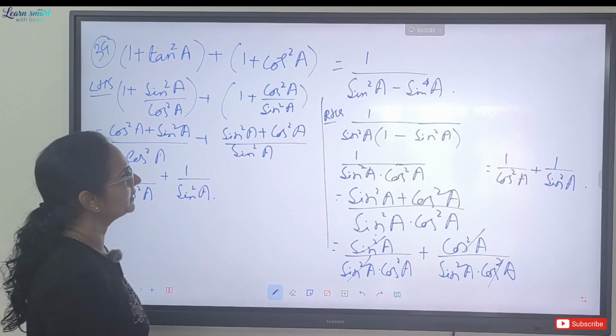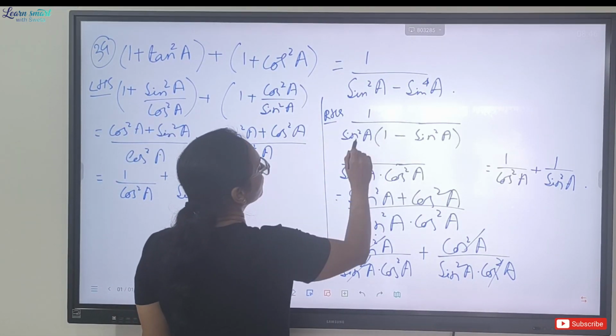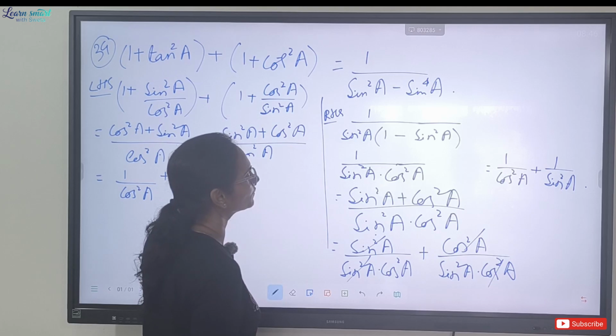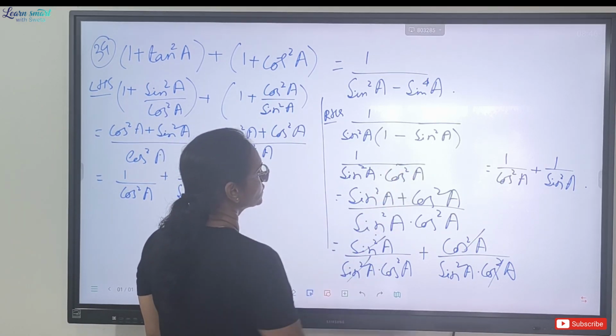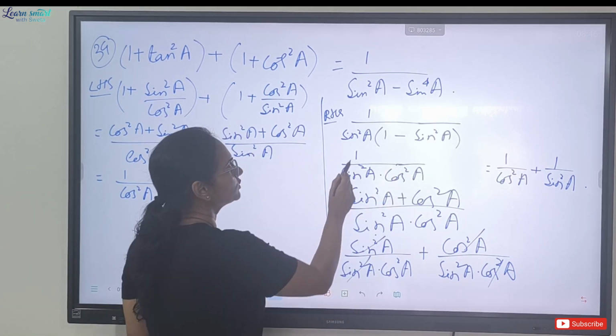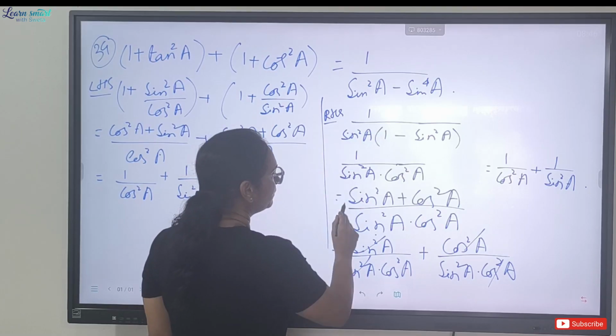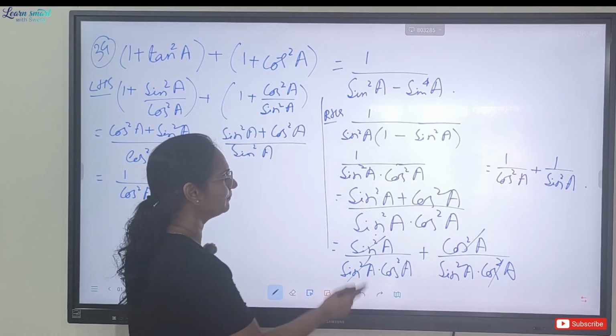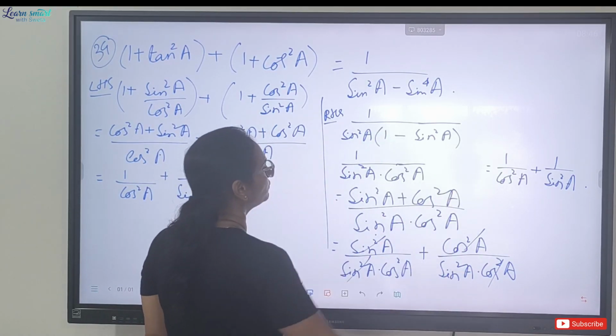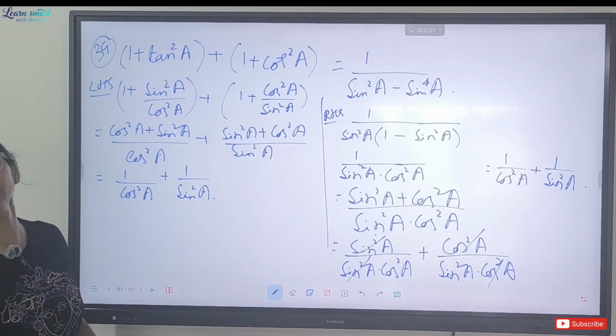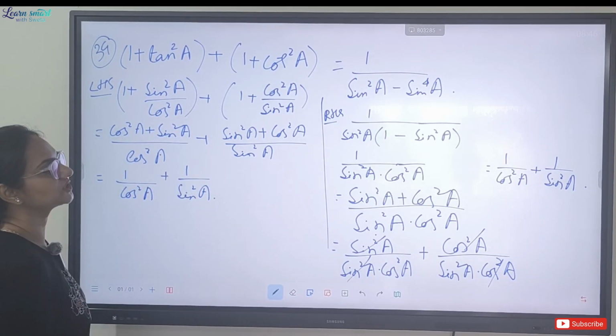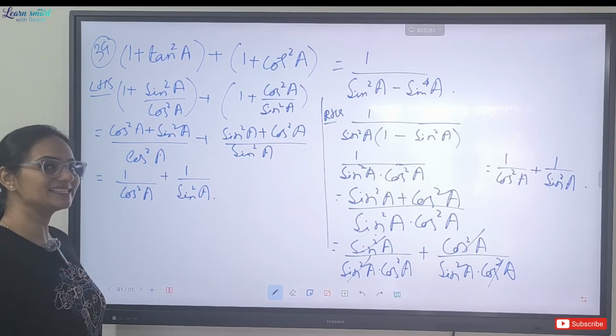So here what we did, we are only taking common from the RHS. We get 1 minus sin square A. We write that as cos square A, but then we are not able to solve it. So in the numerator, for 1, we can write sin square A plus cos square A. And just split it and you get 1 by cos square A plus 1 by sin square A. And this is how we can solve question number 39. Let's see the next question.